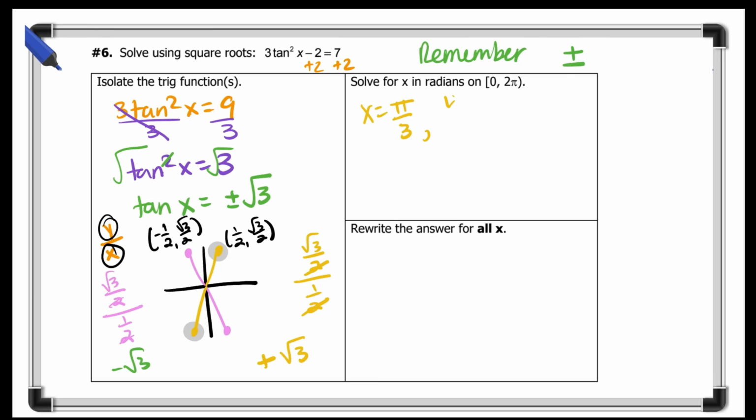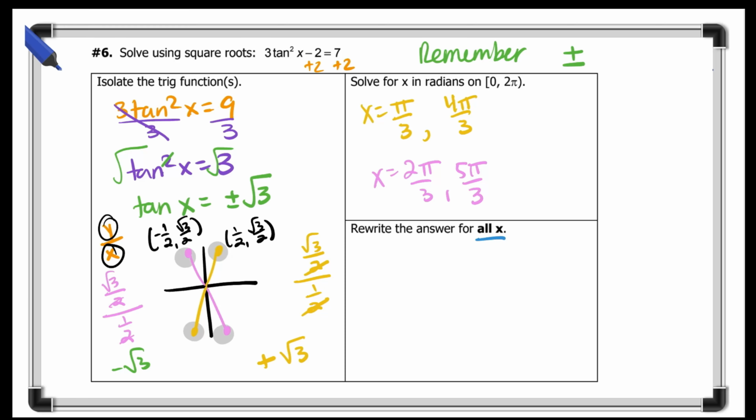That's 4 pi over 3. All right, so my other angle was right here. That was 2 pi over 3. And our last one down in quadrant 4 was 5 pi over 3, right? So you have all of those 4 angles. So now let's write our answers for all the x's.